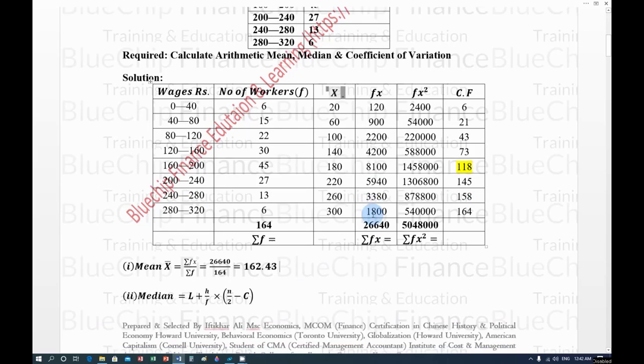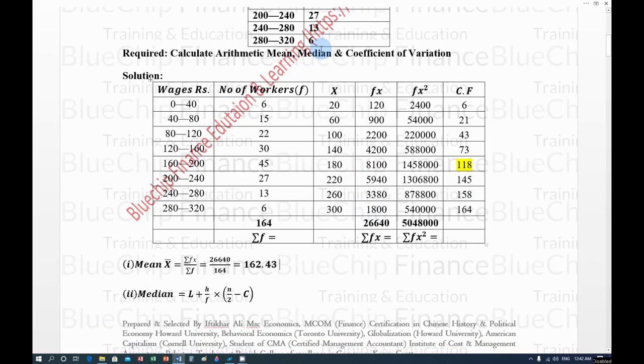After that, for the calculation of median we need cumulative frequency. So take the first frequency here, 6, and add the next frequency to the previous total of cumulative frequency. So 6 plus 15 equals 21, 21 plus 22 equals 43, 43 plus 30 equals 73 and so on. If your last cumulative frequency is equal to sum of f, then your cumulative frequencies are correct.